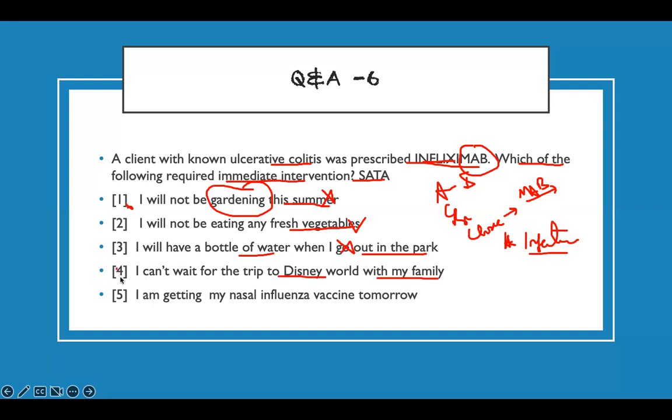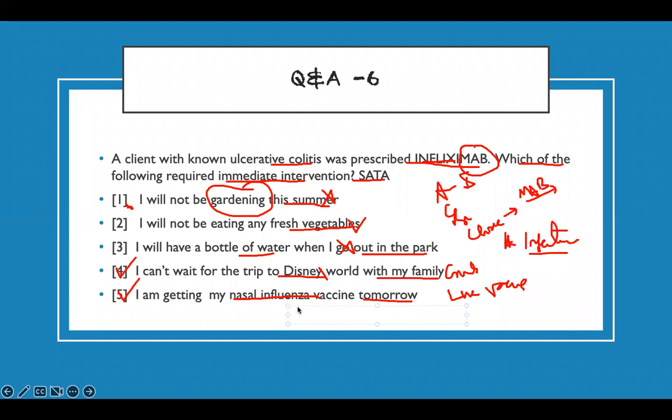I can't wait for a trip to Disney World with my family. Negative. I need to intervene. You can't go in the crowd. Okay, you get infection. So this is, I need to intervene. I'm getting my nasal influenza vaccine tomorrow. Negative. I got to intervene. Vaccine, they cannot have live vaccines. No live vaccines. And live vaccines are these ones.